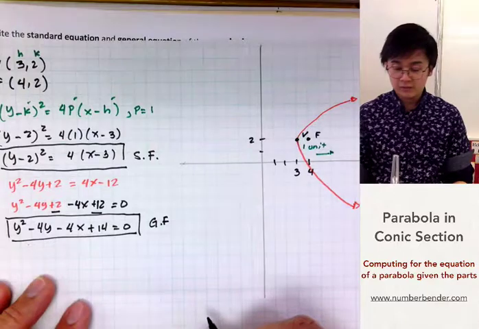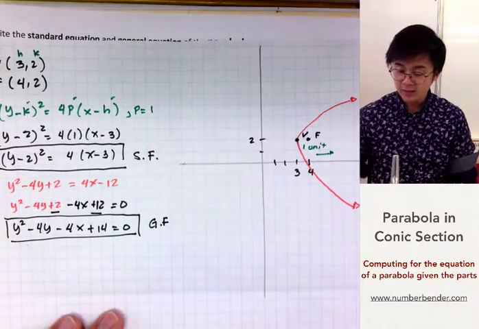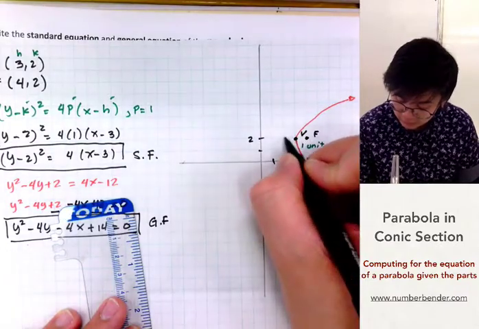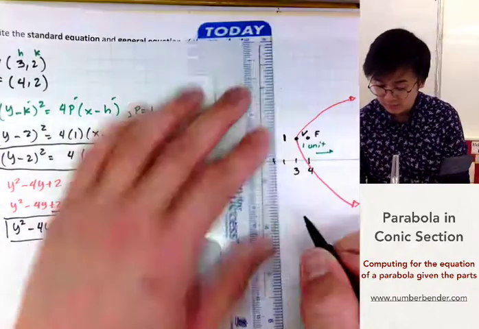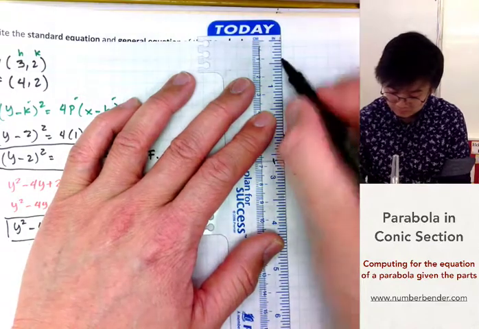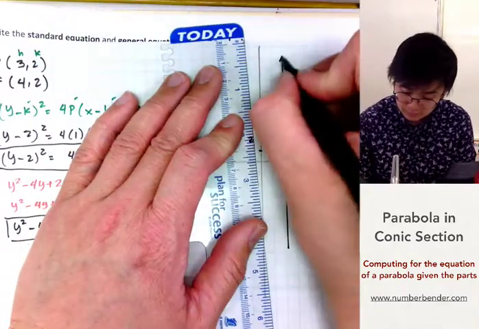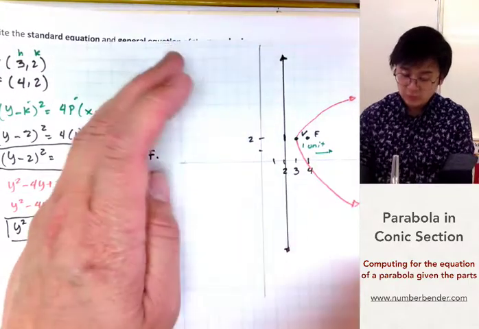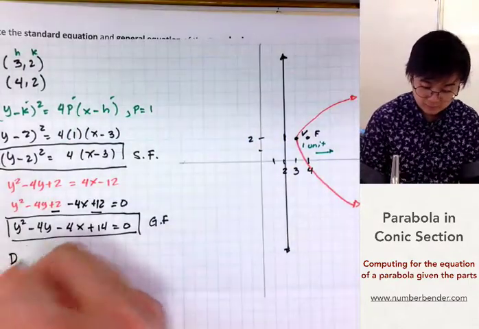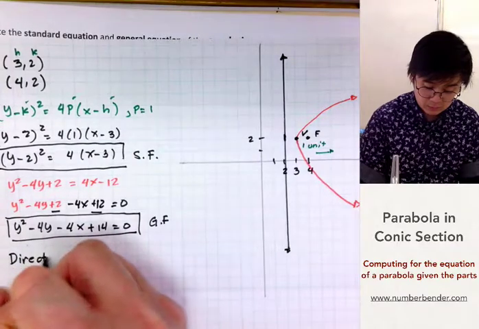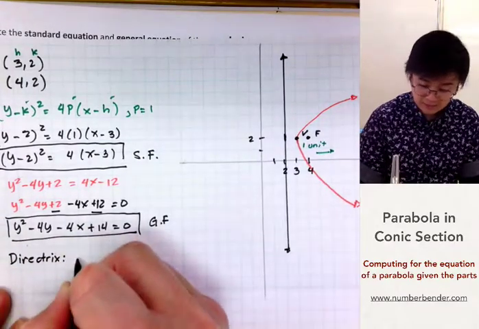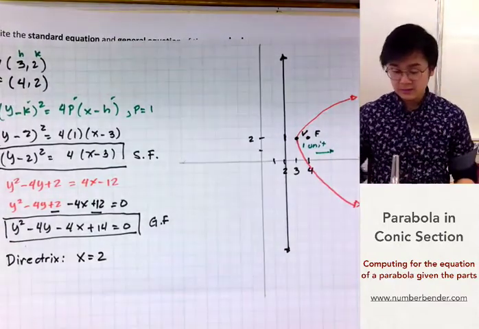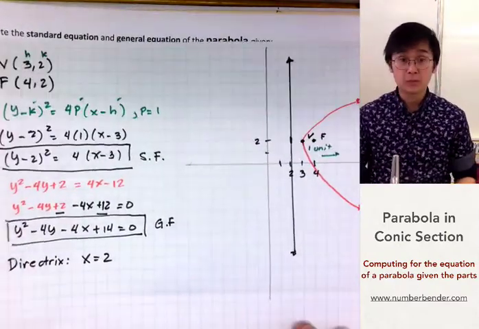And the last part of the parabola that we can find is the directrix, which is 1 unit away from the vertex. So this is where the directrix is. And it passes through x equals 2. So the directrix is at x equal to 2. And this is our analysis for problem number 2.